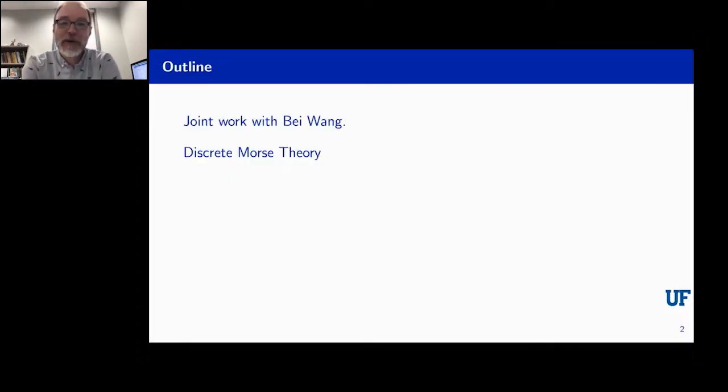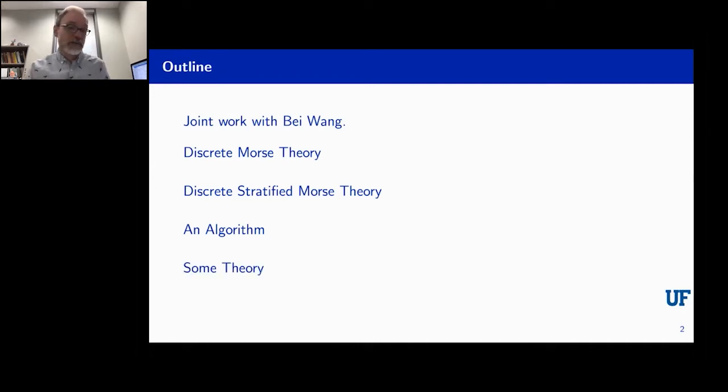This is joint work with Bei Wang at the University of Utah. In fact, I'm flying out there next week to talk more. Here's a quick outline. I'm going to remind you what discrete Morse theory is. I think most people know what's going on there, but I'll remind you. Then I'll tell you about how one might do this in a stratified way. I'll give you some algorithms, and then I'll talk about some theory related to this that we've sorted out. We don't have a complete story, but we've got a pretty good handle on what's going on. Most of what I'm talking about today will appear in a paper that's been accepted to DCG.